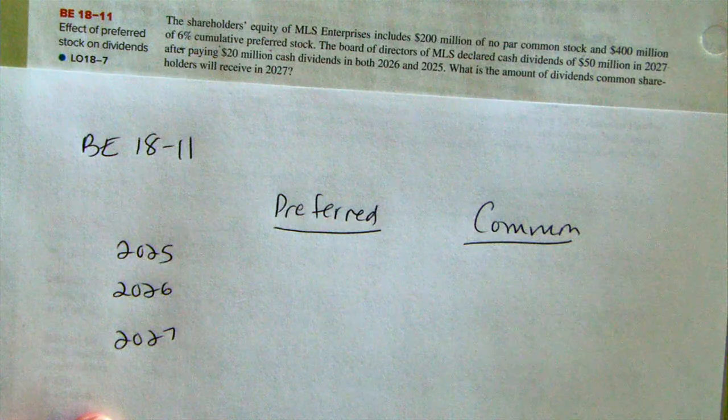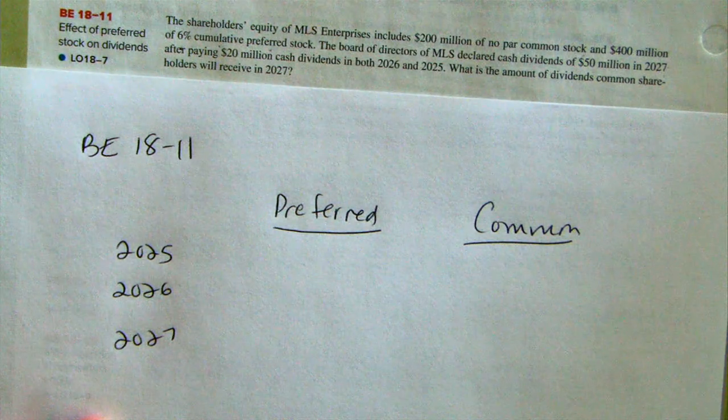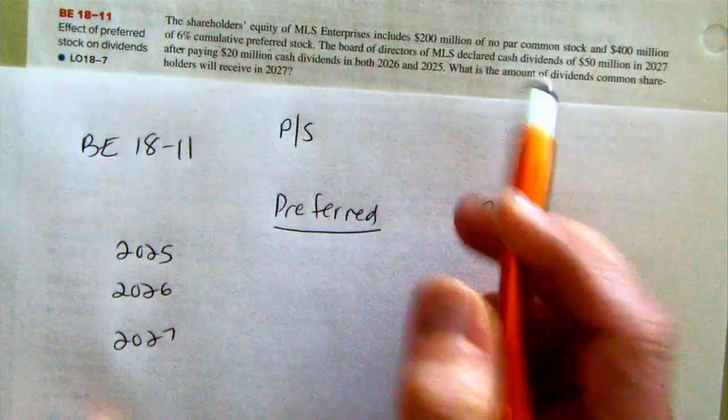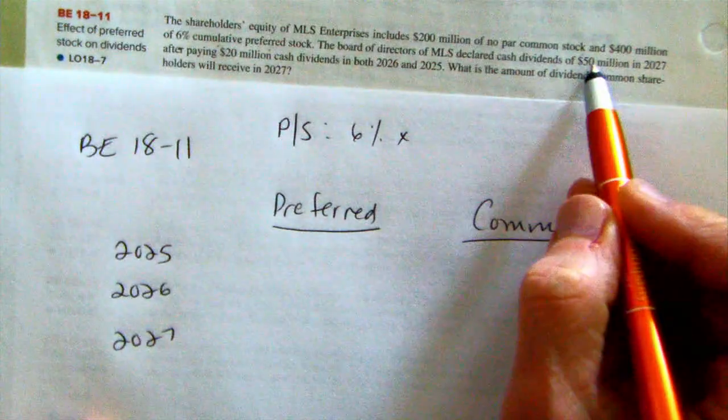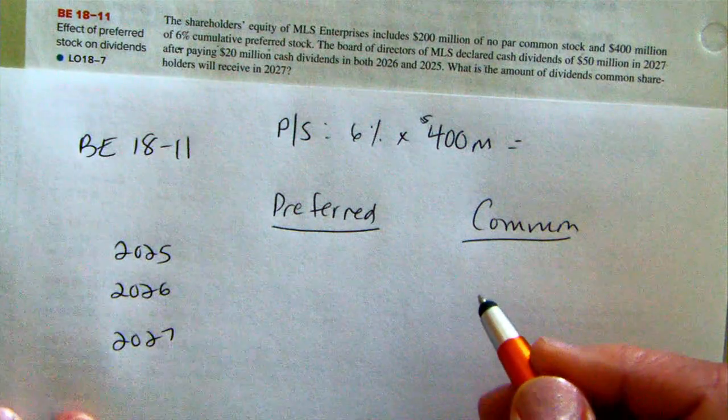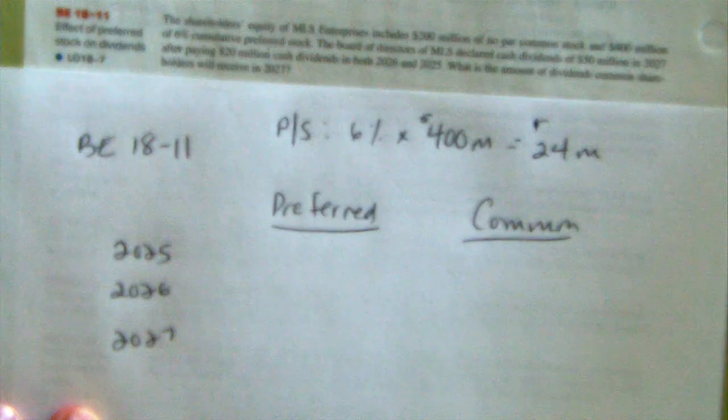Now, the first thing I need to figure out is how much the preferred shareholders are getting, right? According to this, there's a 6% cumulative dividend rate, and they're getting 6% of the 400 million. So they are entitled to receive a $24 million dividend every year before anyone else gets anything.